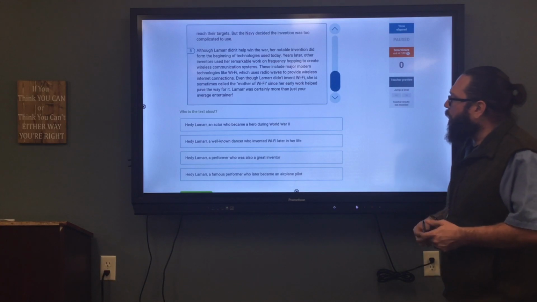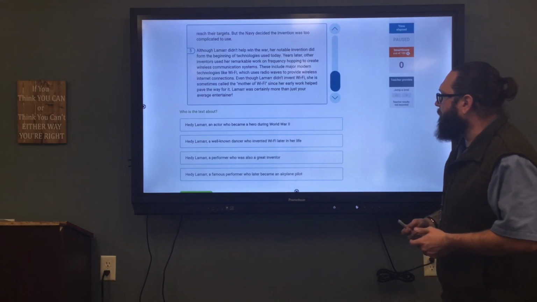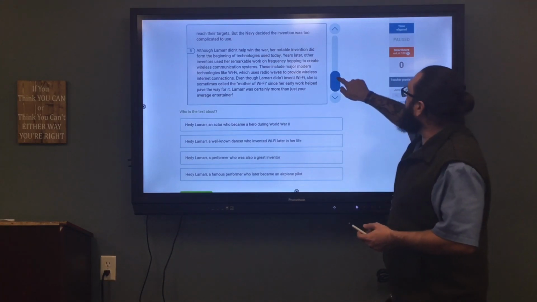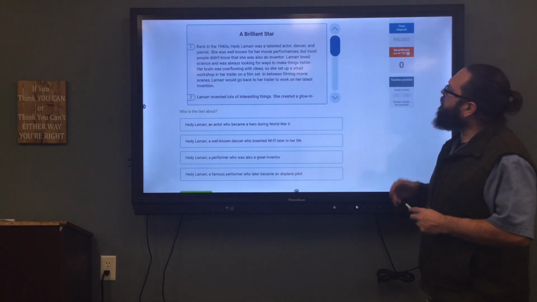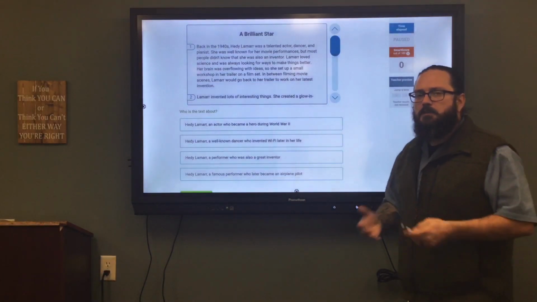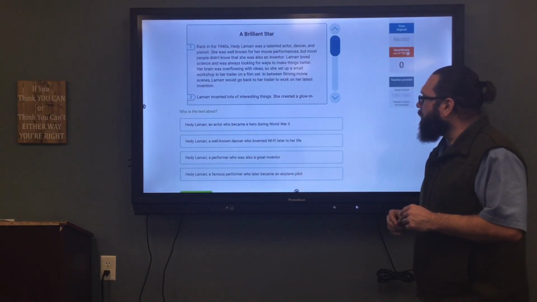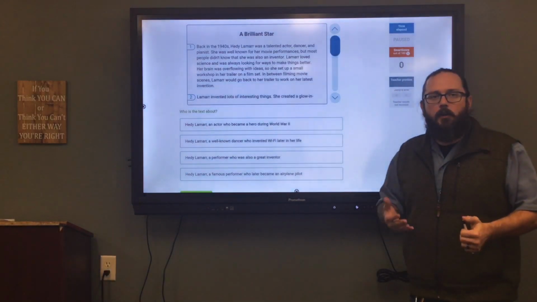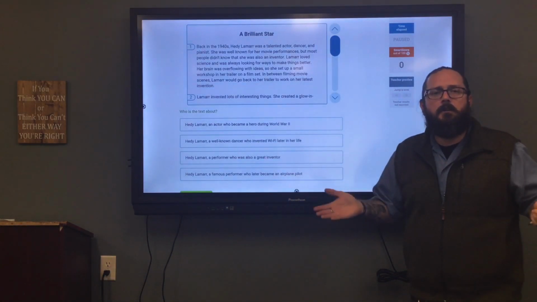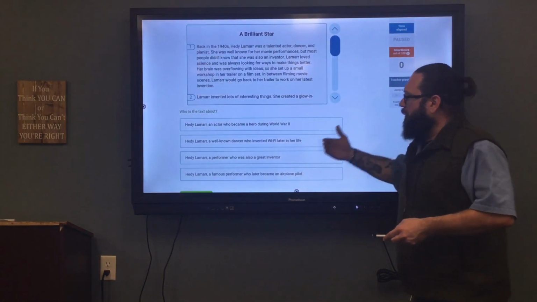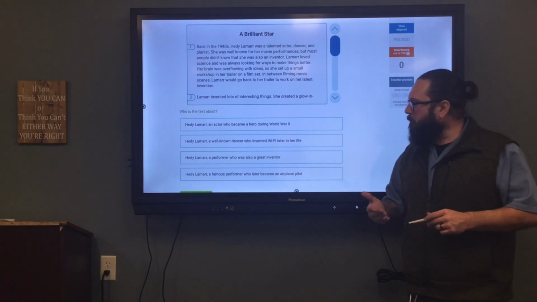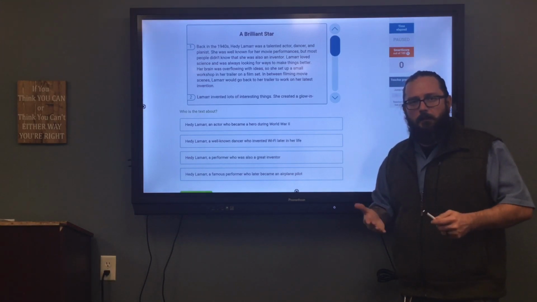Hedy Lamarr, a performer who was also a great inventor. Okay, so was she a performer? Yes, in paragraph 1, Lamarr was a talented actor, dancer, and pianist. Okay, these are all performance arts. So yes, Hedy Lamarr was a performer. The rest of the paragraph talks about her love of inventing things and different things that she invented, whether the idea caught on or it didn't. So option 3 seems to be our answer. Yes, Hedy Lamarr was a performer who was also a great inventor.